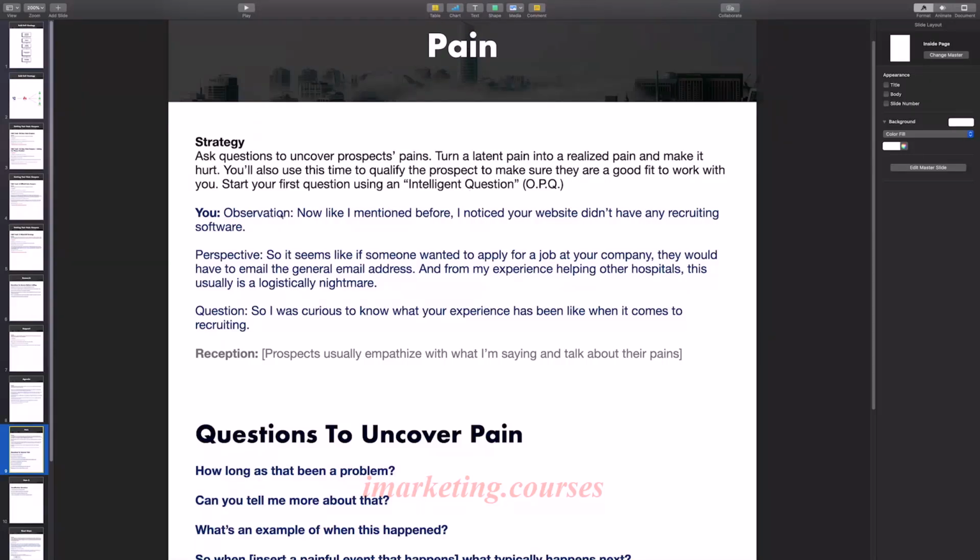So observation, right? You say, like I mentioned before, I noticed that your website didn't have any recruiting software. Observation, perspective: it seems like if someone wanted to apply for a job at your company, they would have to email the general email address. And from my experience helping hospitals, this usually is a logistical nightmare. So I actually was curious to know what your experience has been like when it comes to recruiting. And then from you saying this, the prospect usually empathizes with what I'm saying, and then they'll talk about their pains, right?